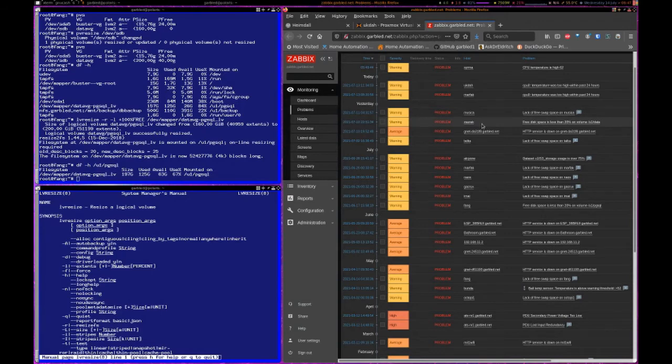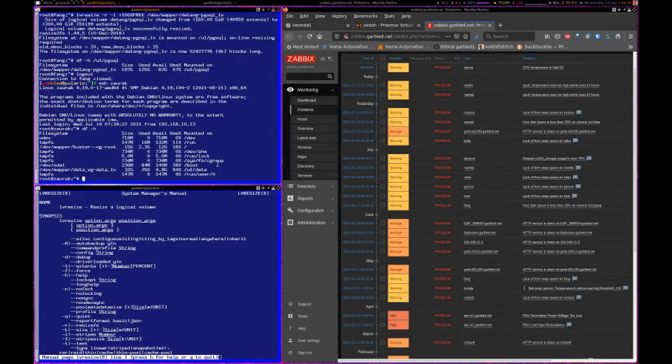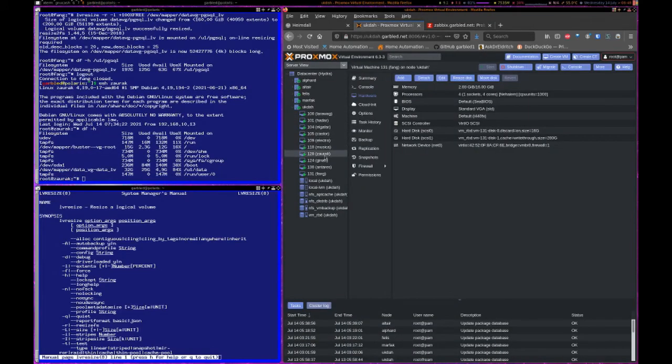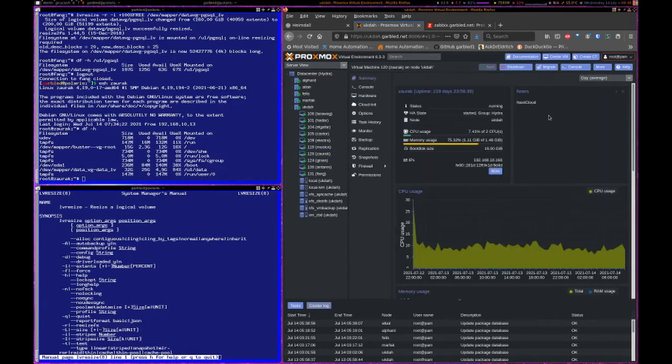We now have Zarak, which is also angry about its space. So let's go over there. Now, what is Zarak? Let's find it. It is here. And that is my Nextcloud server. Notice that I place in the notes what every server is because I cannot remember. I have too many servers.